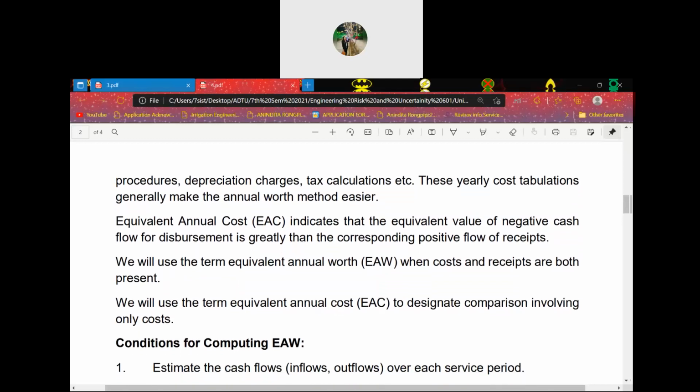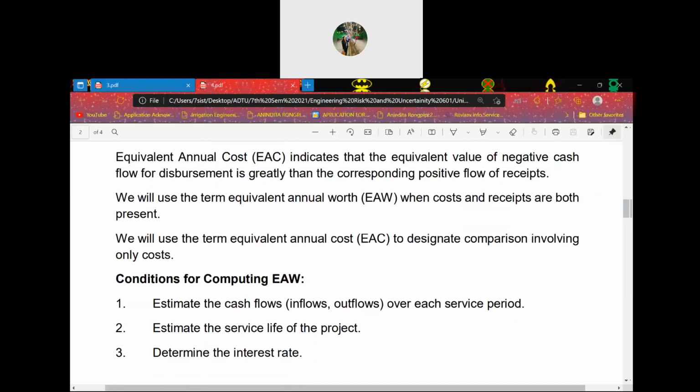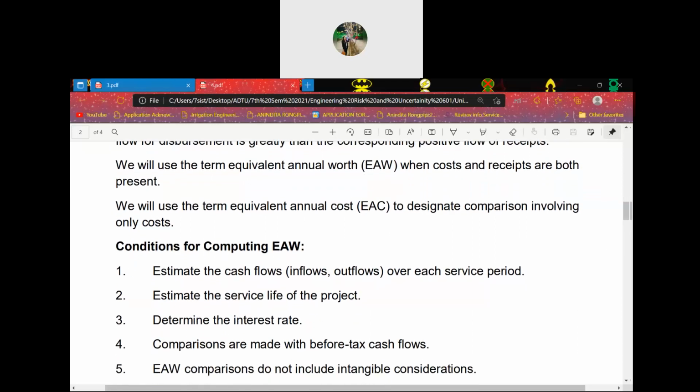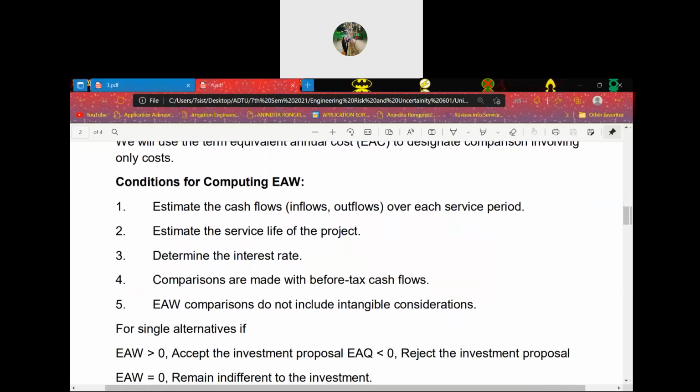So conditions for computing EAW is to estimate the cash flows over each service period, estimating the service life of the project, and determining the interest rate. Comparisons are made with before tax cash flows, and EAW comparisons do not include intangible considerations.